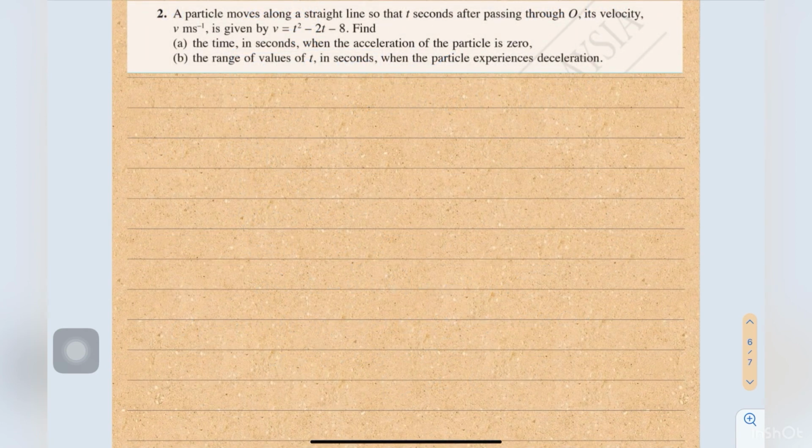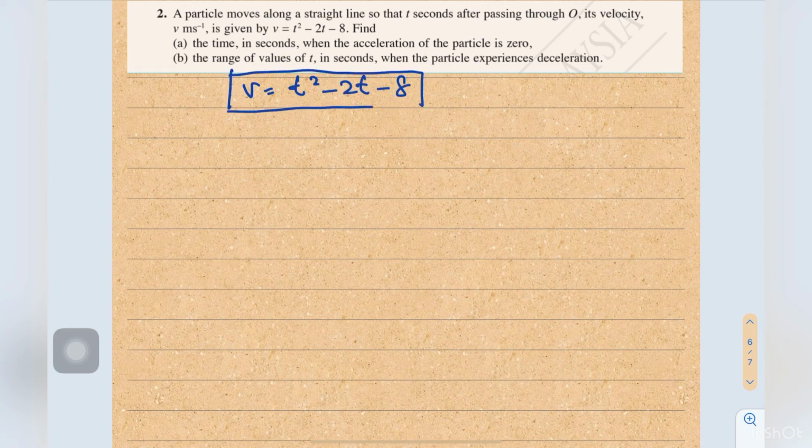Number 2, a particle moves along a straight line so that t seconds after passing through O, its velocity v meter per second is given by v equals t squared minus 2t minus 8. Okay, so then A, find the time t in seconds when the acceleration of the particle is 0. Okay, start from here as S, V, A. So differentiate, another time, this one integrate.